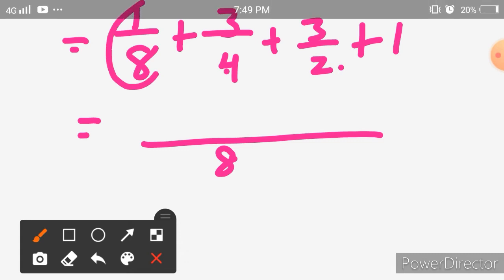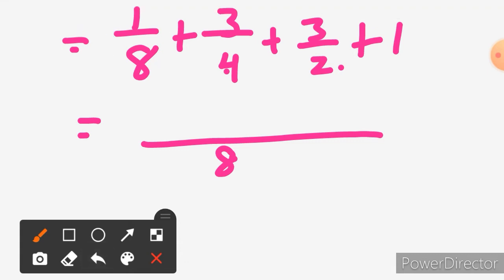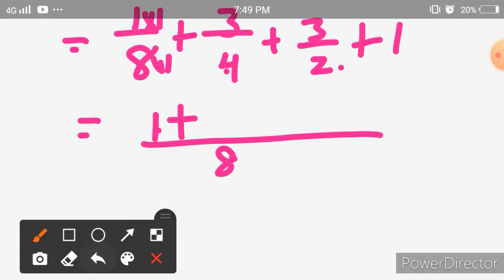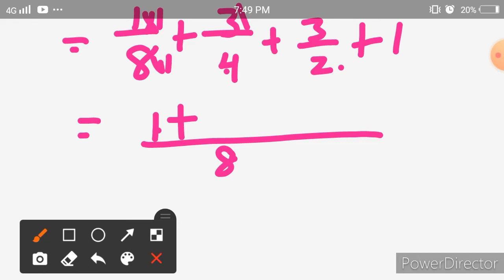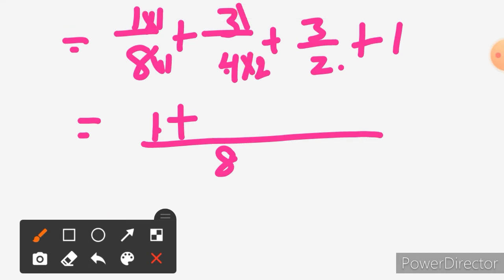For the first fraction, in order to make the denominator as LCM 8, I should multiply 1 to the denominator and as well as 1 to the numerator. Am I correct? So it will be 1 itself, plus in order to make the denominator as 8, I should multiply for the second term 2, because 4 2s are 8. So I should multiply for the numerator as well 2. So that means 3 2s are 6. Hope you are getting my point.